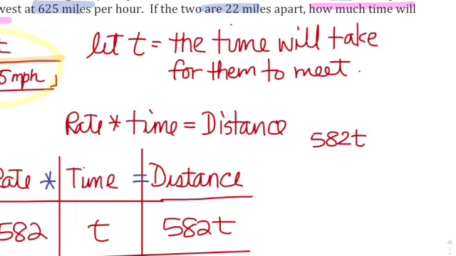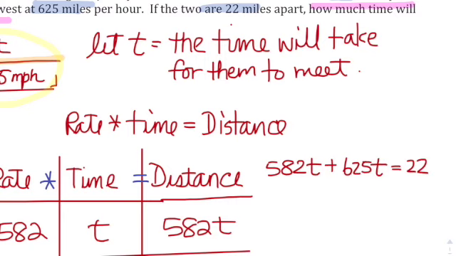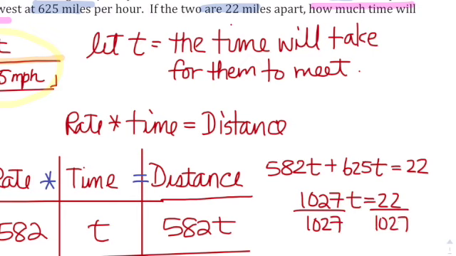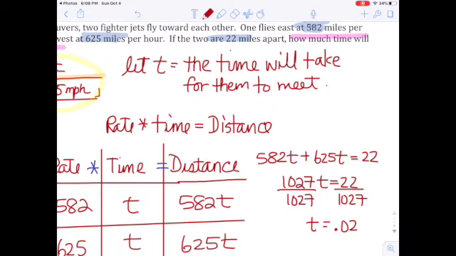I'm going to say 582t plus 625t equals 22. Now combine like terms, you should get 582 plus 625, that's going to be 1027t equals 22. Now you divide by 1027 on both sides. t is going to be 0.0214.